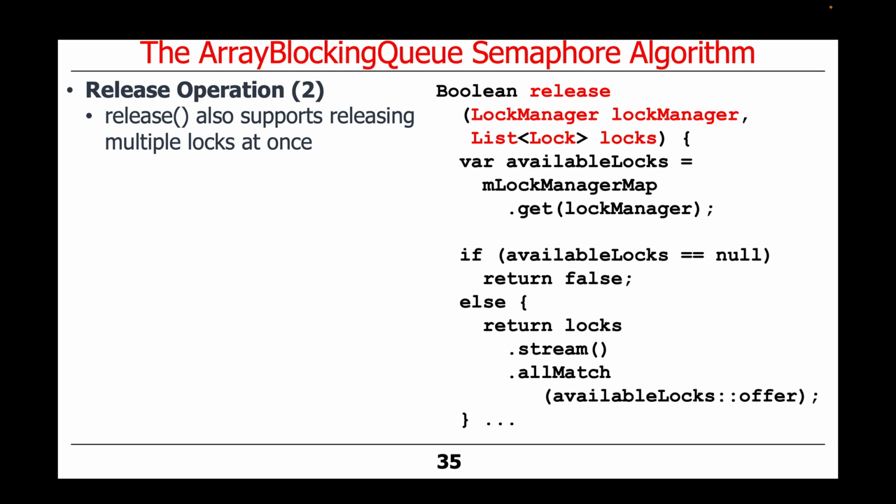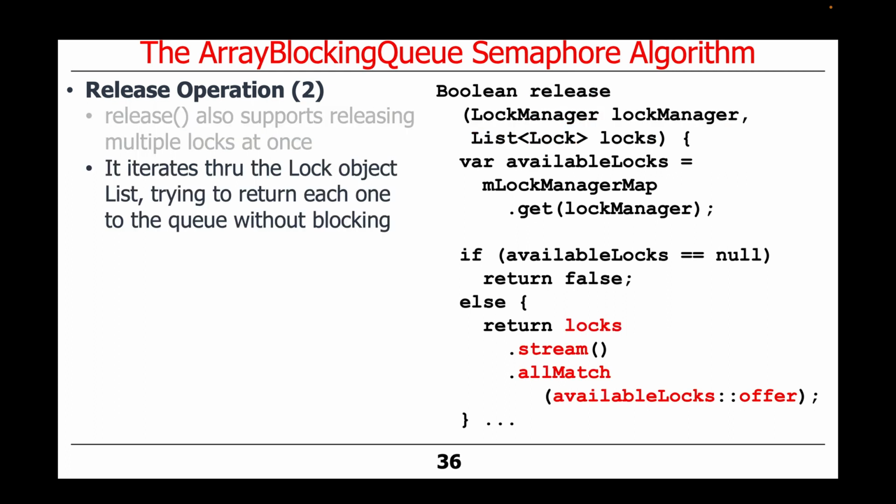The second release operation is going to support releasing multiple locks at once. This turns out to be much simpler than trying to acquire multiple locks at once. Once again, it's essentially going to take the locks parameter that's passed to it after we get the available locks from the LockManager, and then we're going to make a stream call to turn the locks list into a stream, and then call the offer method, which will do a non-blocking return to the underlying ArrayBlockingQueue.